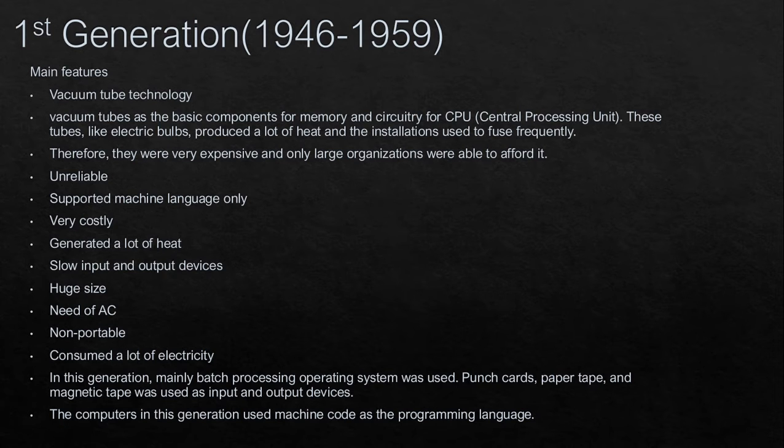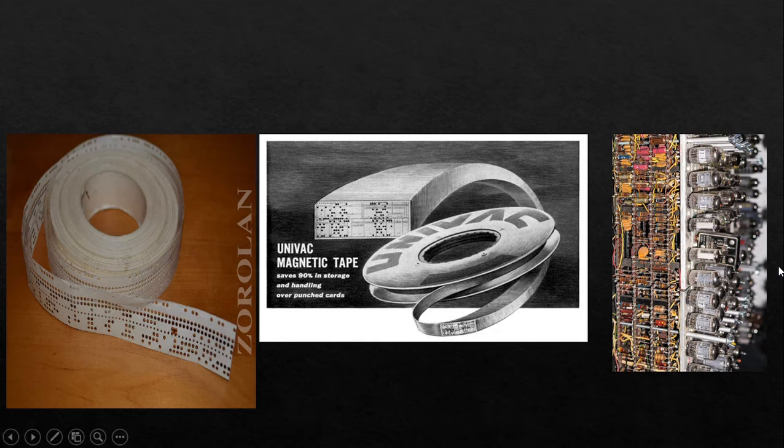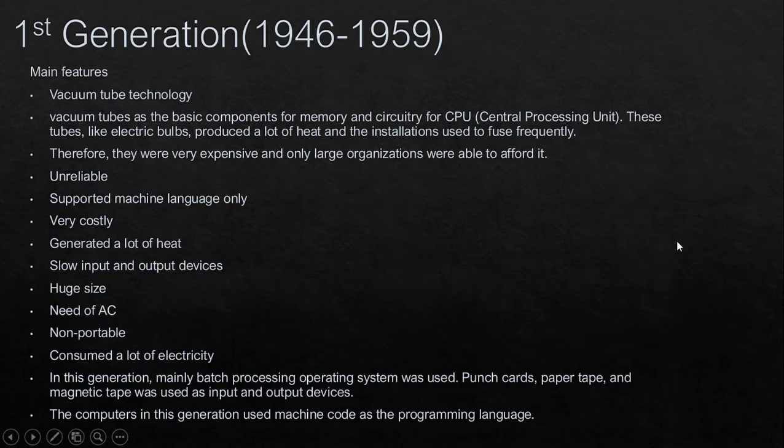The main feature, vacuum tube technology used in this generation. So what is vacuum tube? See, this is vacuum tube. This tube is used in this generation computer and they were very expensive. This generation computers are very expensive and it need a big and huge room to keep.